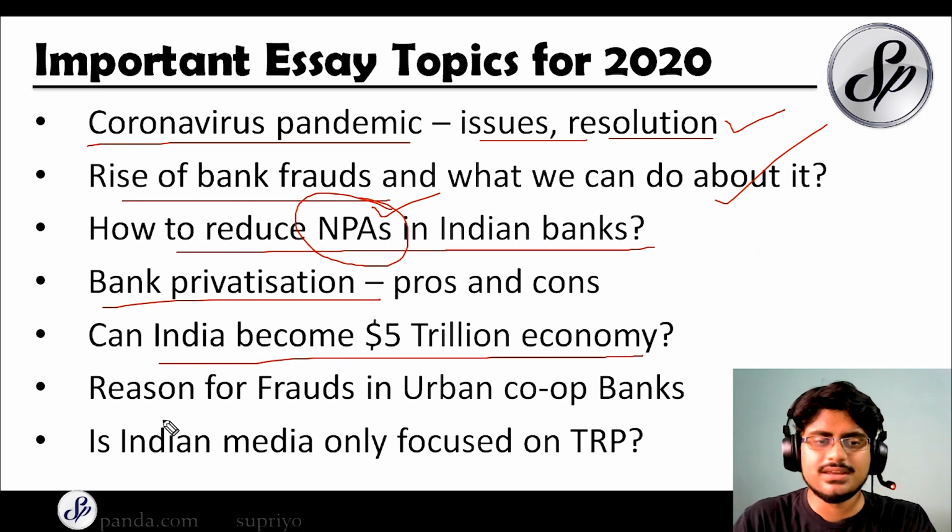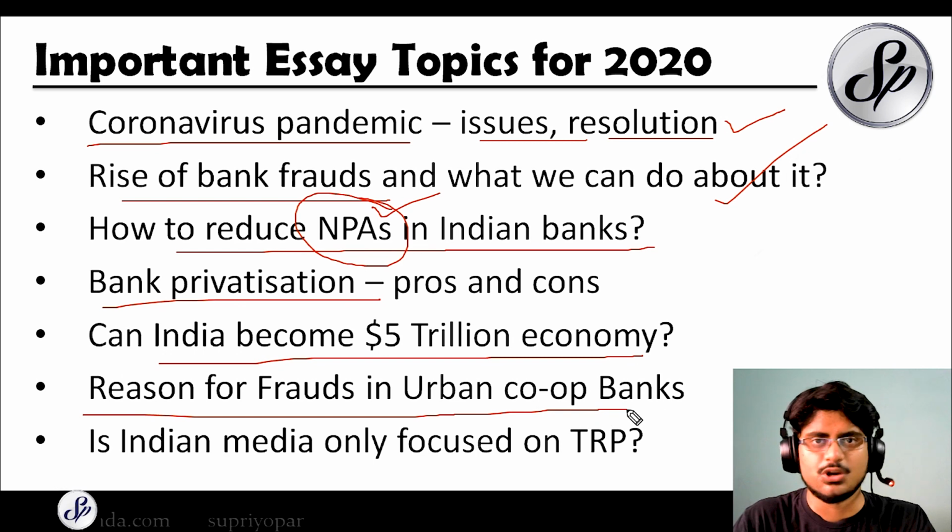So those things you can tie in together and you can finalize this essay. The next topic is the reason for frauds in the urban cooperative banks, or the UCBs. Now recently RBI has gained full regulatory powers on these urban cooperative banks, and why did the government actually do it, what is actually the PMC bank crisis, and why the frauds are actually happening in the first place, what can we do to fix it.